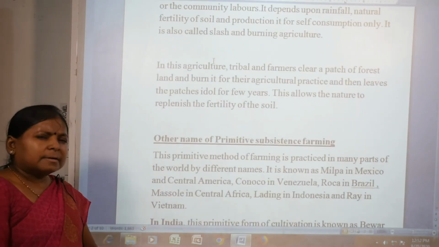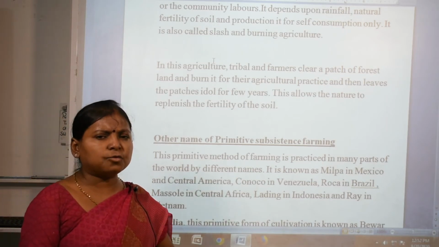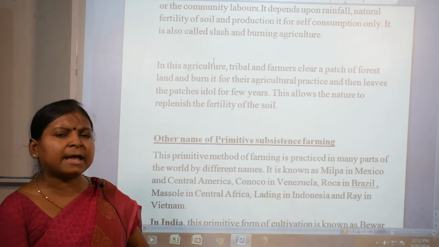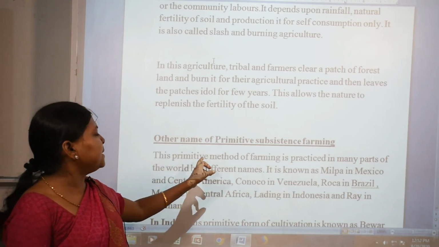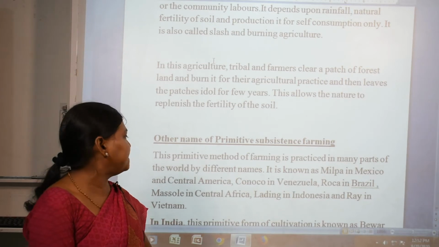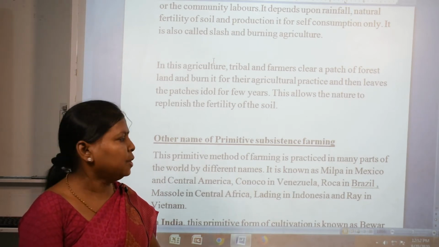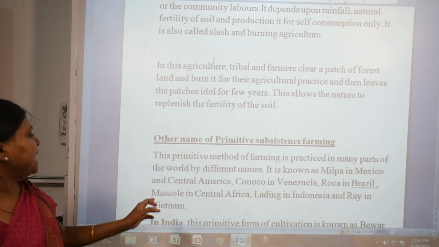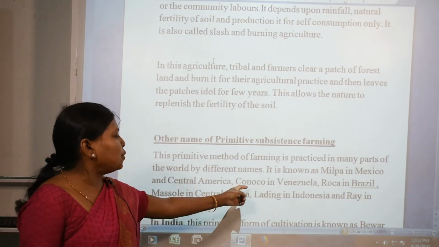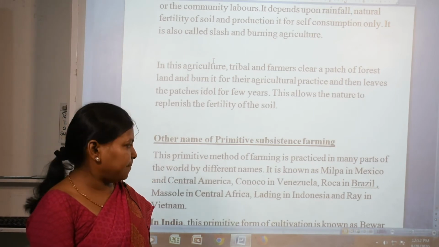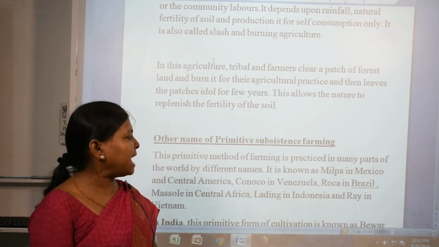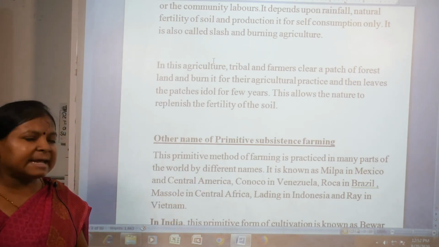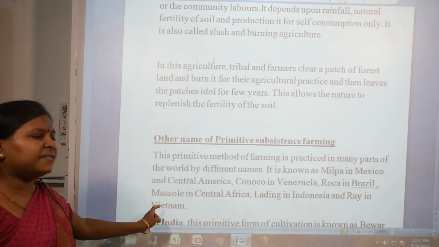Now, primitive farming is not only in our country, it is all over the world, and it is known by different names. This primitive method of farming is practiced in many parts of the world under different names. Milpa in Mexico and Central America, Conuco in Venezuela, Roca in Brazil, Masole in Central Africa, Ladang in Indonesia, and Ray in Vietnam.